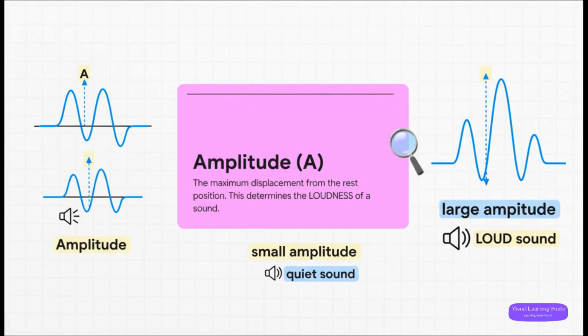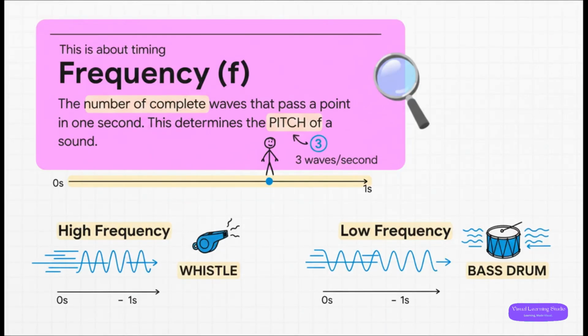Next, we have amplitude. Amplitude is all about energy or intensity. It's just a measure of how high the wave gets from its center resting point. And here's the crucial connection you need to make. For sound, amplitude is loudness. A wave with a really big amplitude, that's a loud, booming sound. A wave with a tiny amplitude, that's a quiet whisper. It's that direct.